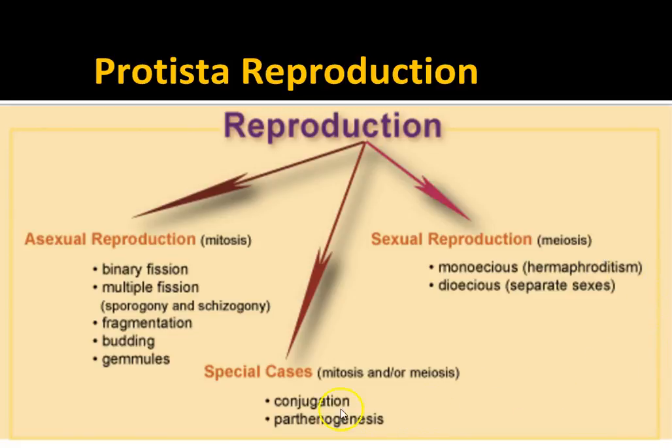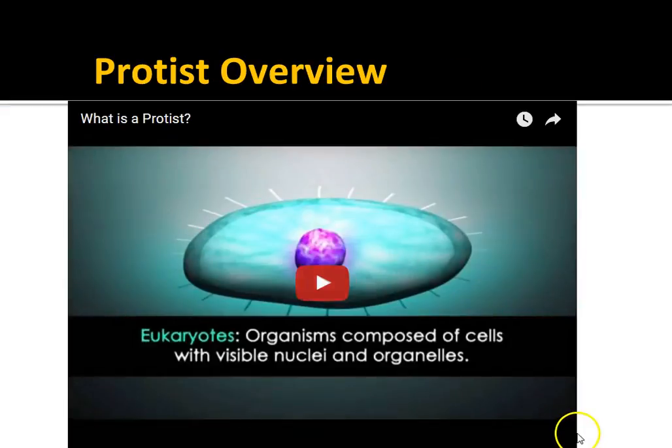And in some cases, some paramecium can go through a process called conjugation. There's not a male and a female paramecium, but they have the ability to join together, exchange some genetic information, and reproduce and make new offspring. So again, these 3 modes of reproduction can be found in the different types of protists.